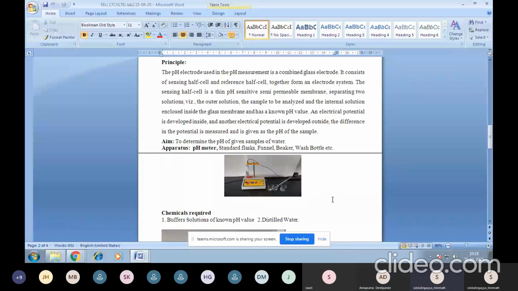Sir, cut कैसे करतात रे sir? Sensing half cell into solution. And electrical. Sir, your voice is not clear.